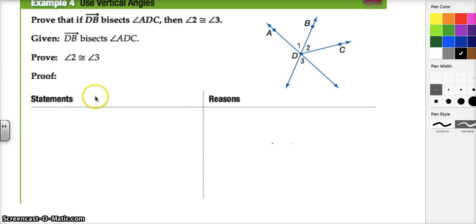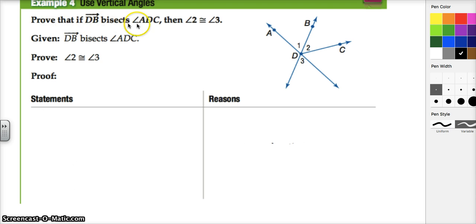So here we are back in section 2.8 of geometry, the last section before our test, so let's make sure we're on point. Looking at this example 4, we're going to use the thing we just proved, that vertical angles are congruent. So we proved it, now we can use it.